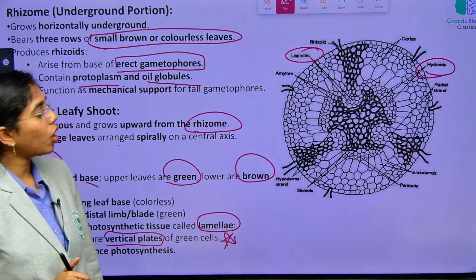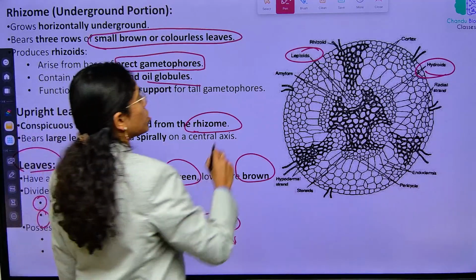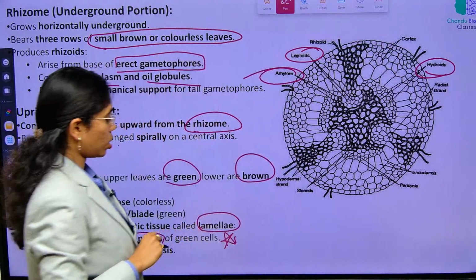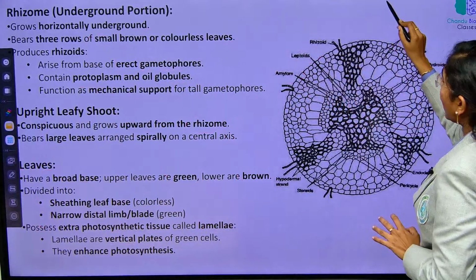Amylome is the storage tissue which is present at the center. Clear till here? This is the structural description of the rhizome and leaves.